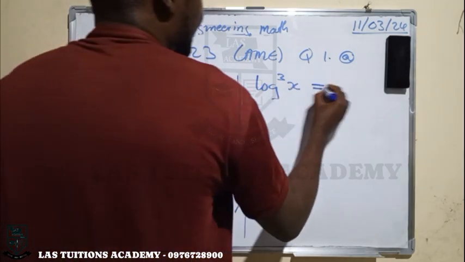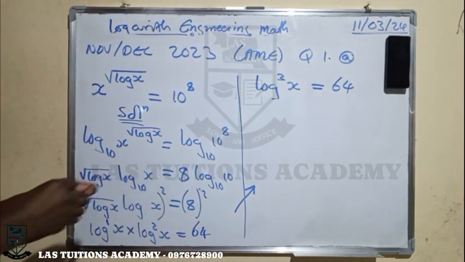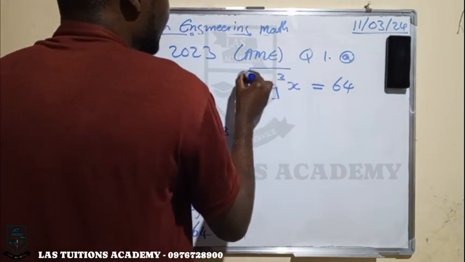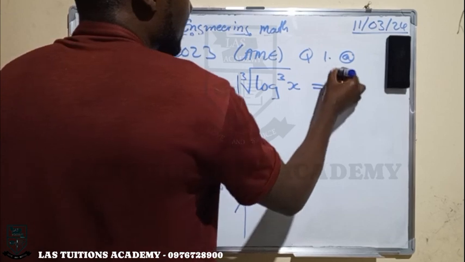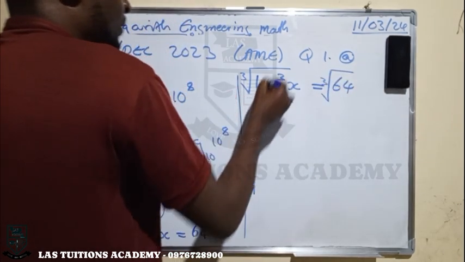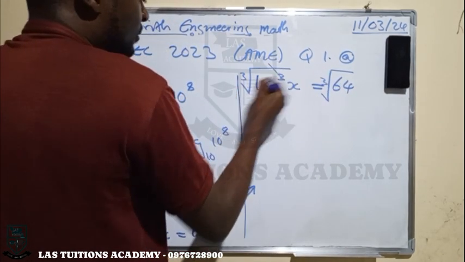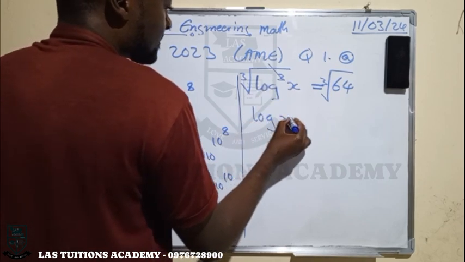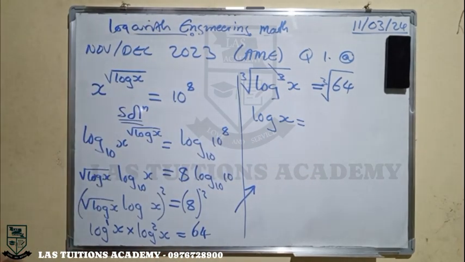This is equal to 64. So now we can use the cube root on both sides, so that we can get rid of the 3. The cube root of this is this, and that is going to cancel. So we have log x is equal to, what's the cube root of 64? Cube root of 64? Quickly. That one should be in your head.